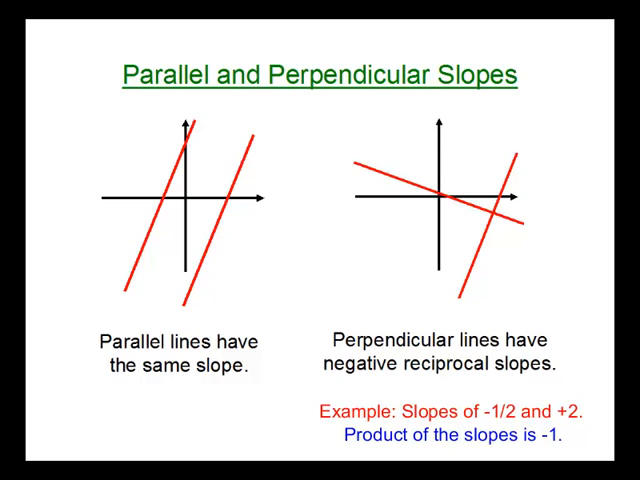Perpendicular lines have more of a mathematical relationship, with some calculation required. They have negative reciprocal slope. So what does that mean? If you have one line that has a slope of 2, you take the reciprocal, which is 1 over 2, and you change the sign. Likewise, if you started with a slope of negative 1/2, you change the sign and flip it. Another way of saying that is if you multiply those slopes, you should get -1. And that's the case here.